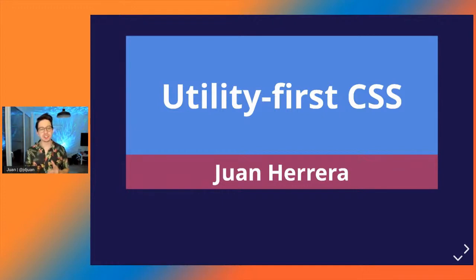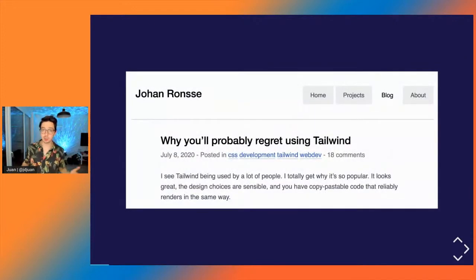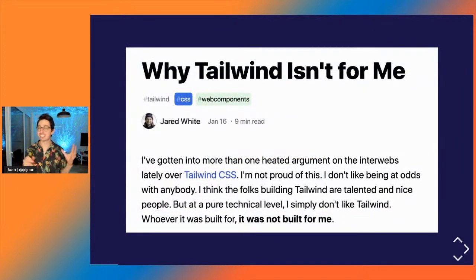What I decided to do is to give it a try, just like I put in the description of the topic today. I went through all different sources, from the main one, which is the article by Adam, on the main page of Tailwind, where he explains why it makes sense to use utility-first classes in CSS. But I also came across articles like this one that says, well, you probably regret using Tailwind, like the worst decision of your life. Or this one, a little less aggressive, why Tailwind isn't for me.